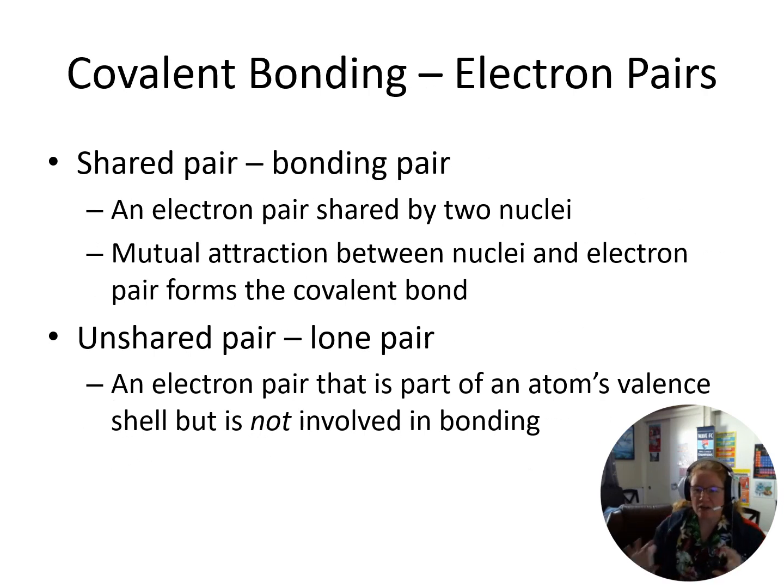So when we look at our covalently bonded compounds, we have bonding pairs and we have lone pairs. Bonding pairs are going to be the electrons that are involved in bonding, and our lone pairs are going to be the electrons that are still around an atom but are not involved in bonding.